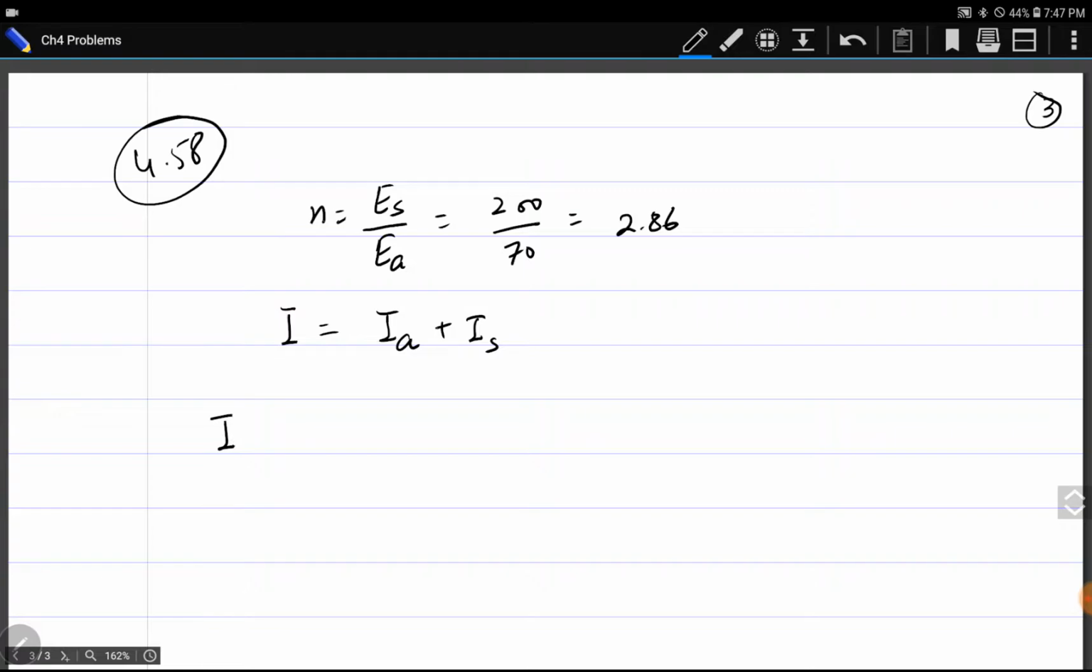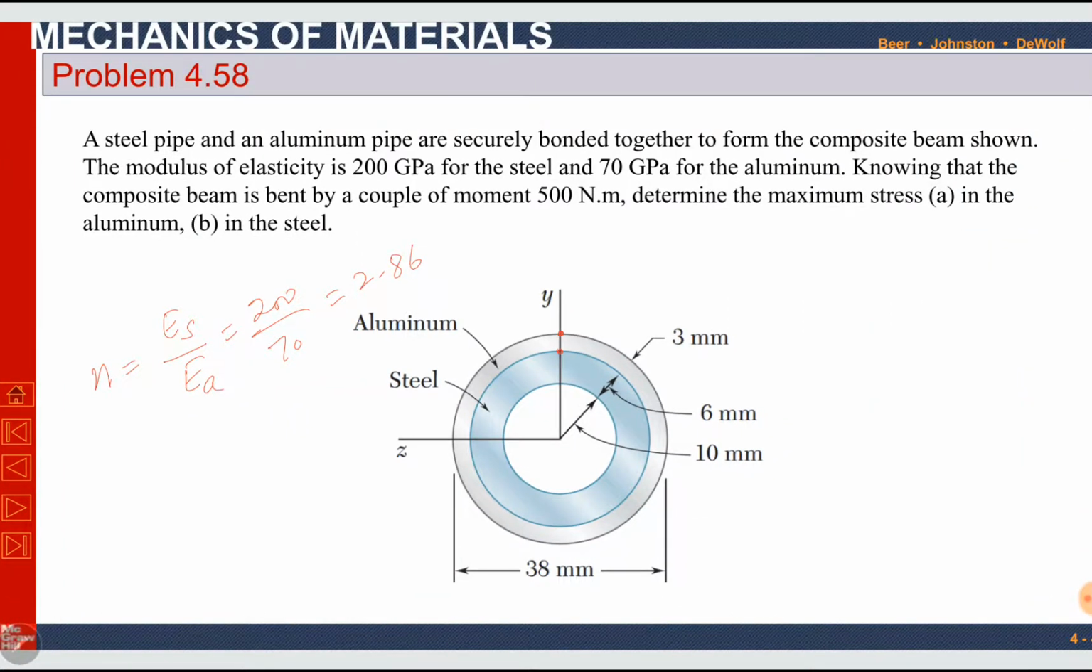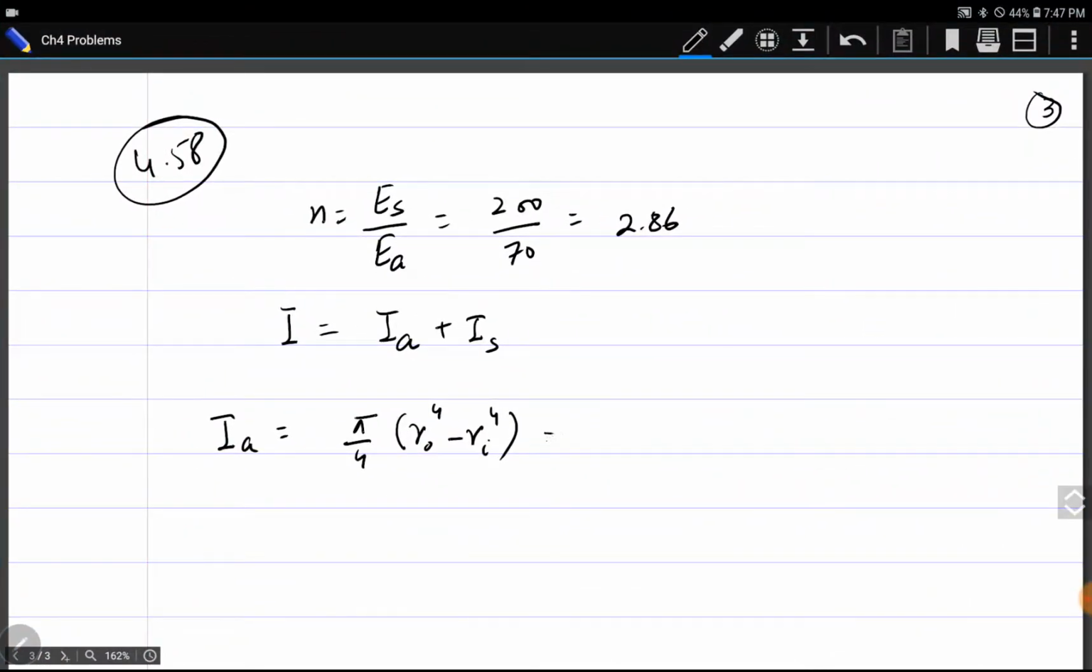I for aluminum is pi by 4, outer radius of aluminum power 4 minus inner radius of aluminum power 4. For aluminum, outer radius is 19 mm and inner radius is 16 mm. So pi by 4, 19 power 4 minus 16 power 4, it becomes 50882.139 millimeter power 4.